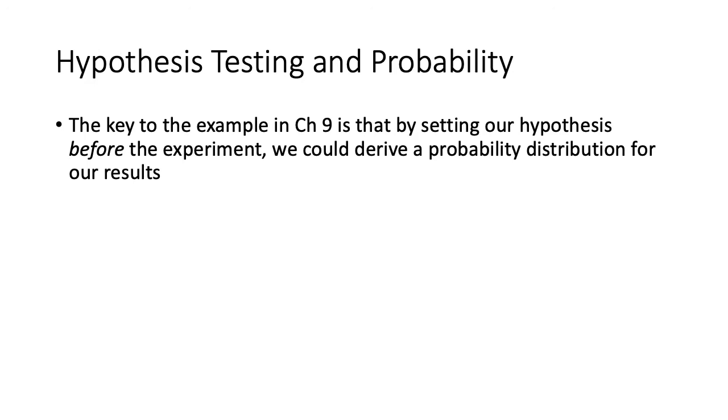The key to that last example is we set our hypothesis before the experiment. The reason we have to do that is because it enables us to derive a probability distribution for our results. Without setting that hypothesis, that P equals 0.5, that the probability of a success on any observation or trial was 0.5, we would not be able to evaluate the probability of our friend's performance. That's called deriving a probability distribution for our results.